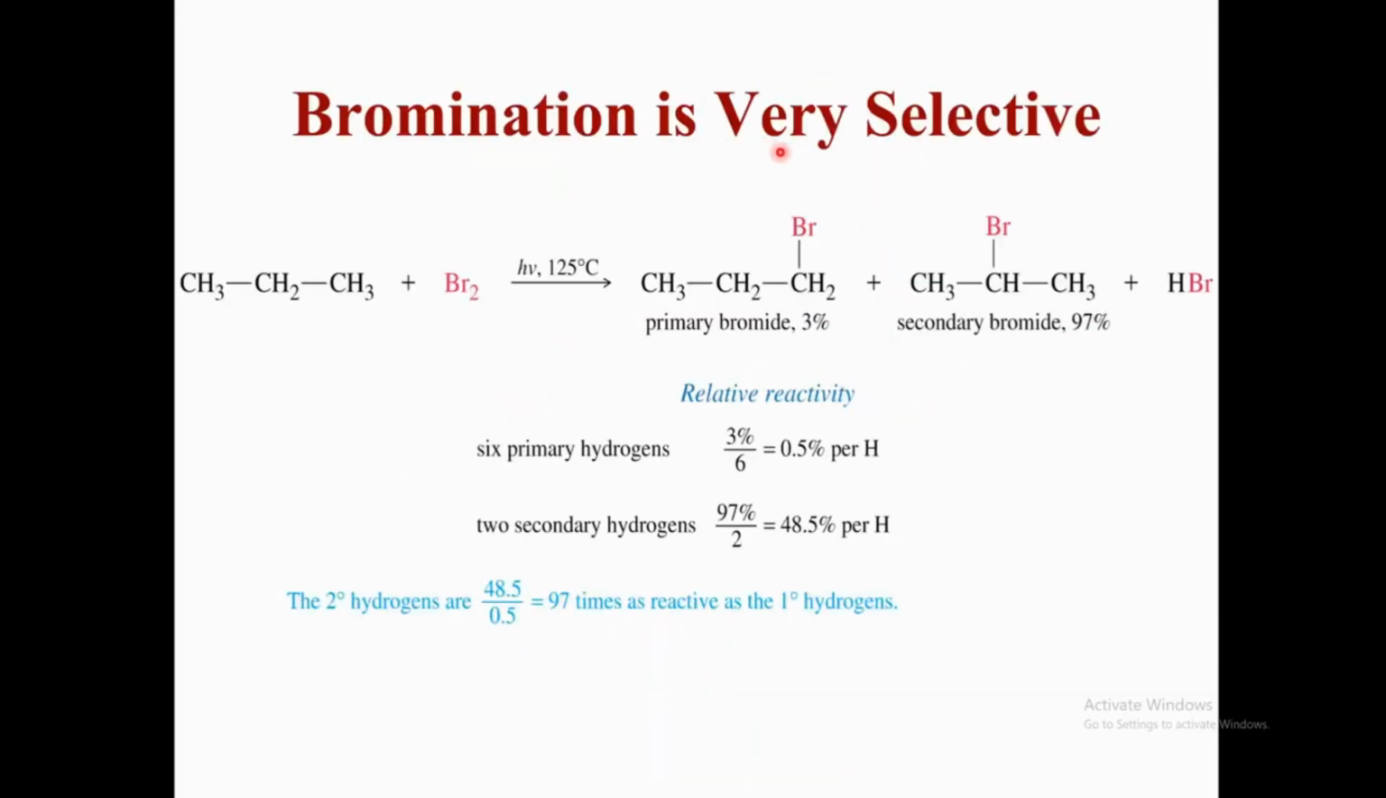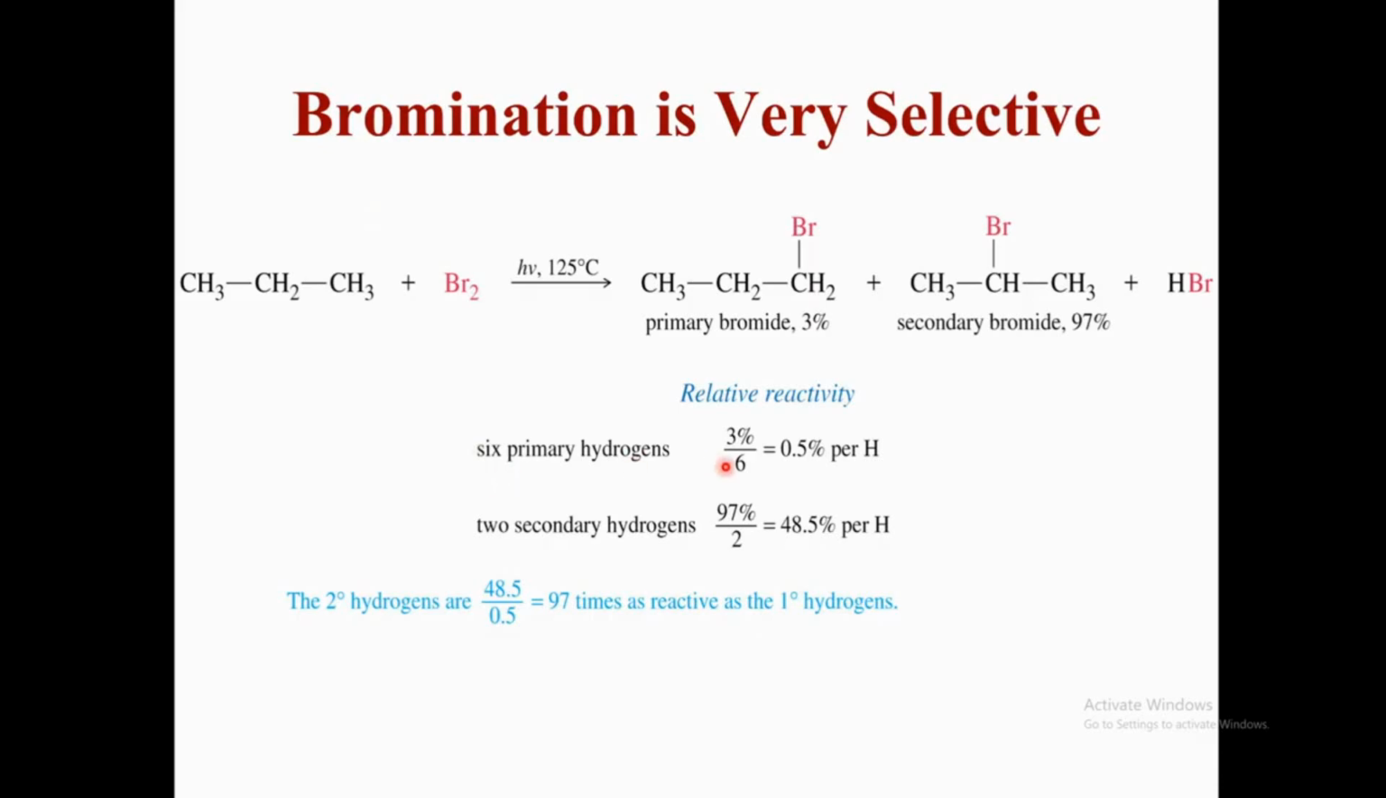So bromination is very selective. For example, propane reacts with bromine, Br2, in the presence of sunlight, hν, at 125 degrees centigrade, and we generate propyl bromide at 3%, and the secondary bromide is generated at 97%. So the secondary radical reacts faster with the bromine radical.